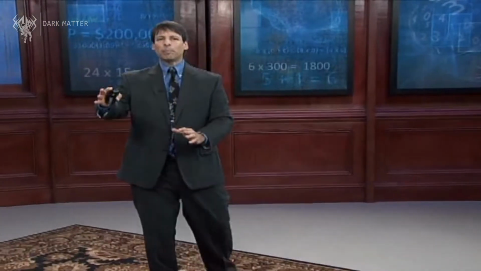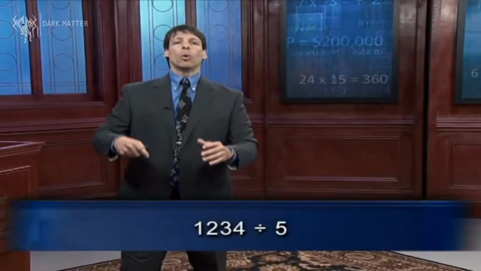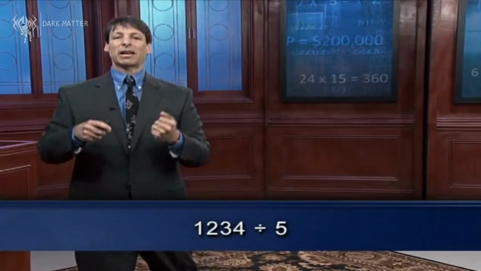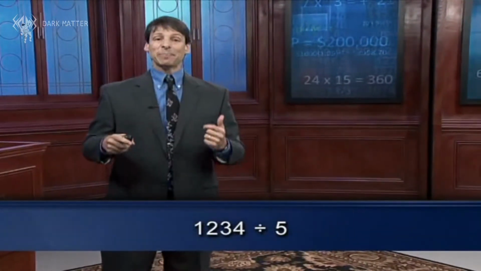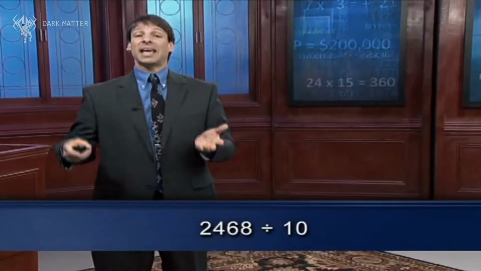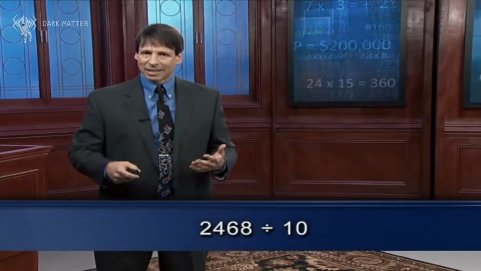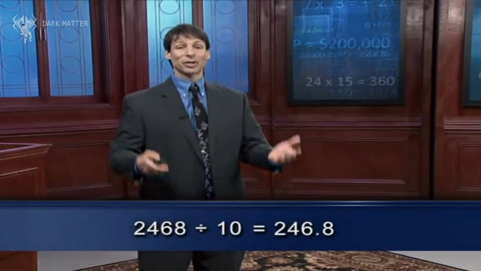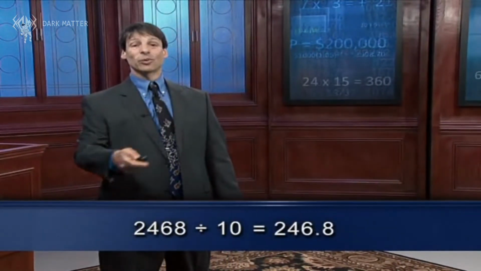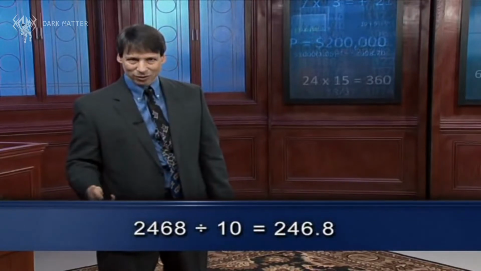If we double both numbers in a division problem, the answer will stay the same. So here we have a problem 1234 divided by 5. That's the same as 2468 divided by 10. And dividing by 10 is real easy. That's 246.8, and that agrees with our previous answer.